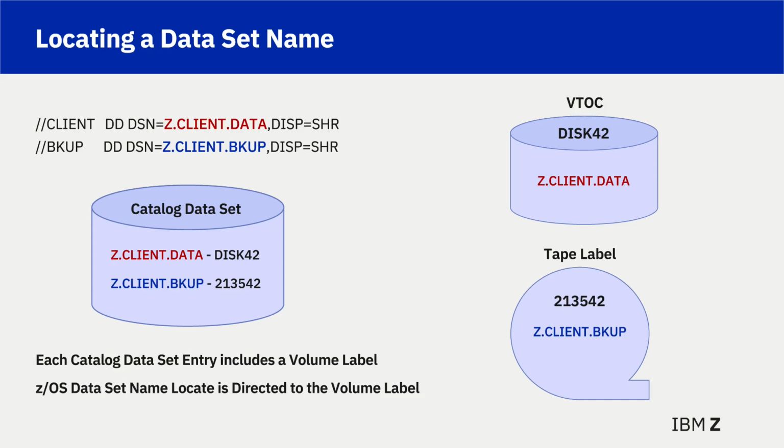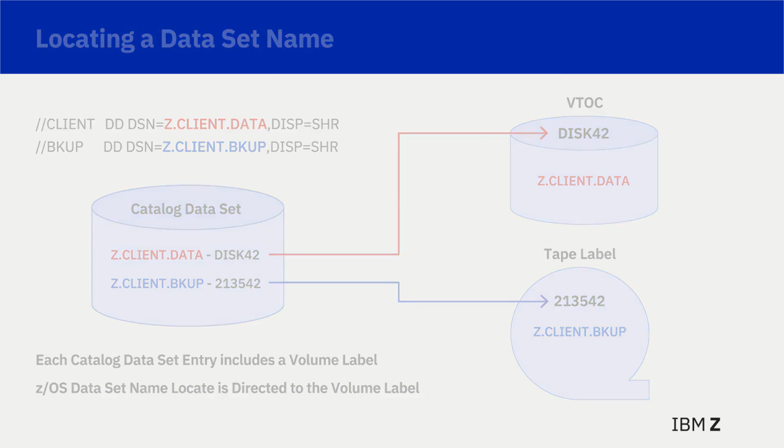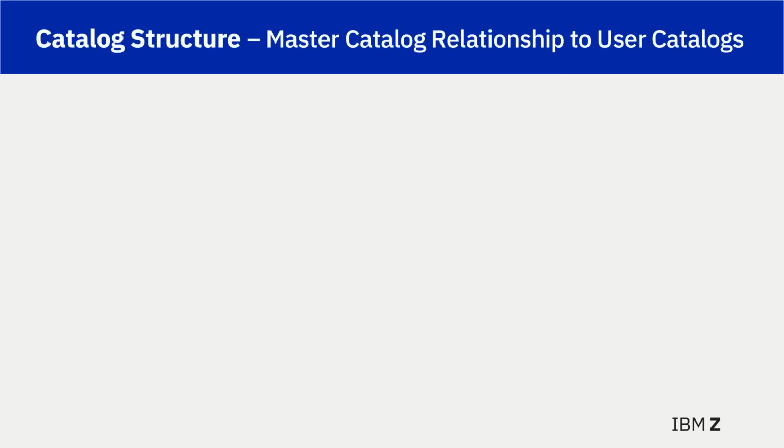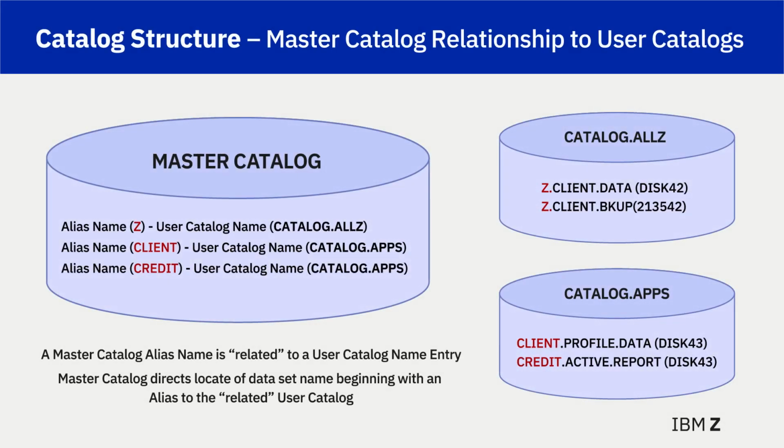A system catalog has the dataset names with the associated volume label where the dataset names should reside. The system directs the dataset name locate to the volume label associated with the dataset name. A z/OS system has a single master catalog. It is a best practice to keep user dataset names in user catalogs.